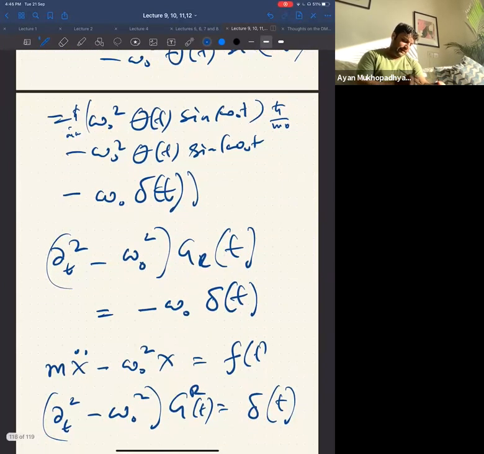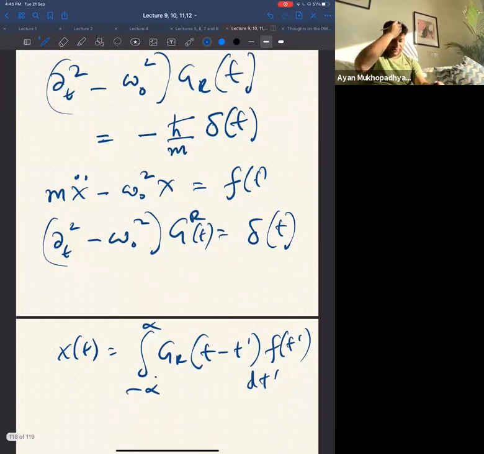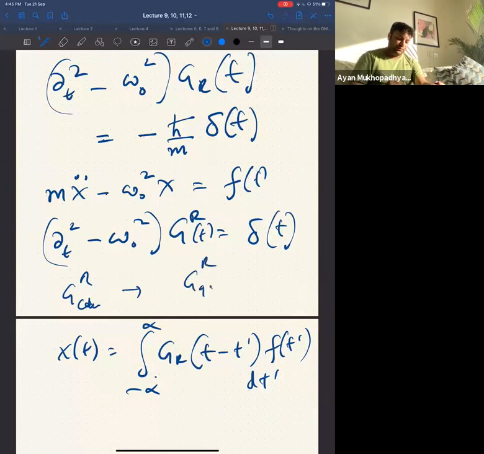So then it becomes h bar by m delta t, right? And here, essentially I get a minus h bar by m delta t. So you see that the correspondence between the classical Green's function and the quantum Green's function is simply an overall 1 over h bar factor, right? So that takes care of the classical-quantum correspondence.